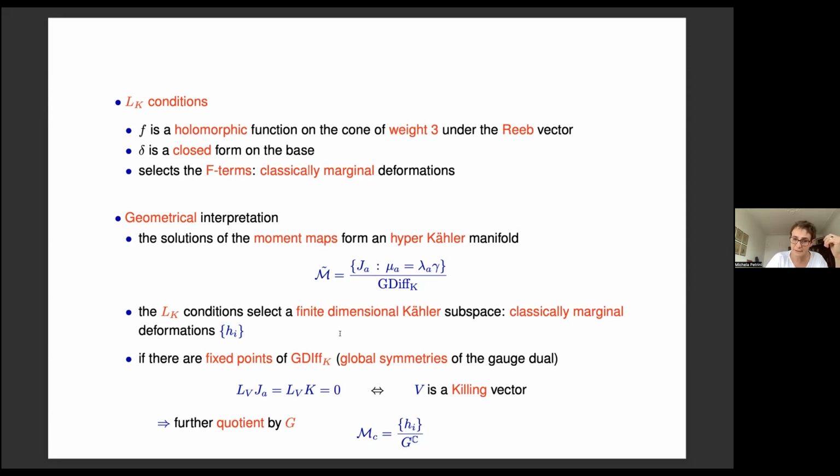When there are global symmetries, it means that the global symmetries are associated to some generalized vector in the generalized diffeomorphisms, which means that the Lie derivatives of J and K are 0. And so in a way, some of the supersymmetric conditions we wanted to impose are not imposed because they are trivially 0. To impose them, we have to do an extra quotient by the complexified group of these global symmetries that are broken. And so we end up exactly with the same construction that we have in the CFT, where the exactly marginal deformations are the quotient of the classical marginal ones by the complexified group of broken global symmetries.